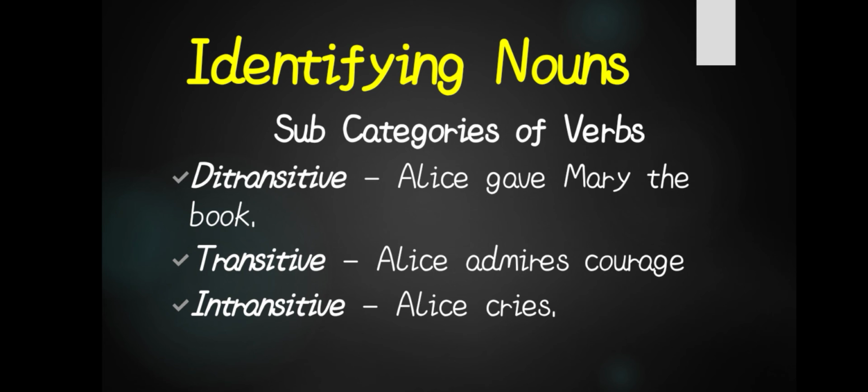Identifying nouns. Pero mali. Dapat identifying verbs. So here are some categories of verbs. Katong gi-mention ako kaganiha, ditransitive, transitive, and intransitive. For example, Alice gave Mary the book. Ang Mary diha, that is the direct object. I hope you are familiar with that sentence pattern.